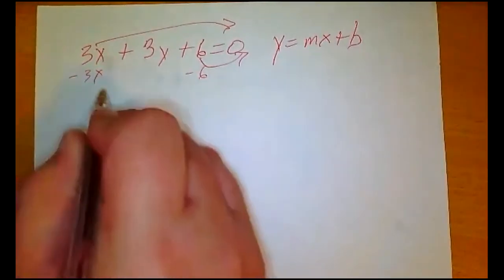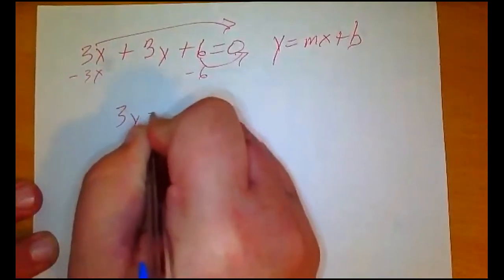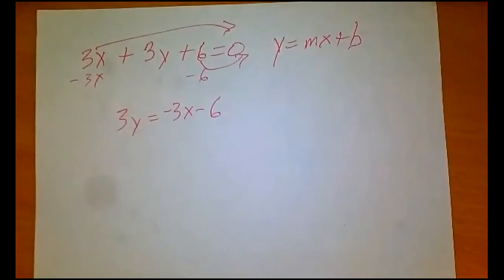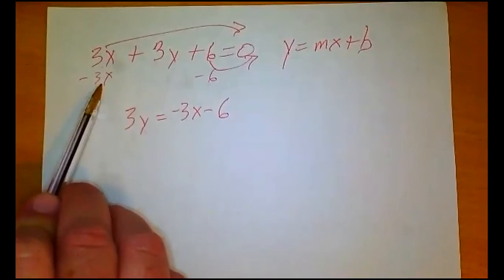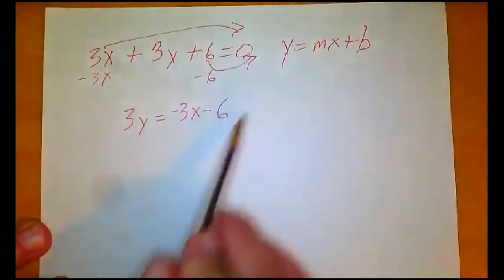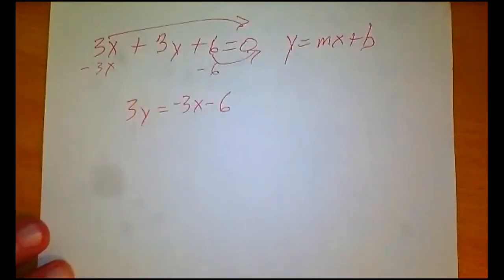If I just want to move them over, they just become negative on the other side. So it's going to end up looking like this. See if that makes sense. So basically this 3x moves over because when I subtract 3x here, they wipe out. When I subtract 6 here, they wipe out. But then I have to subtract 6 and subtract 3x over here. So there's two ways of looking at it.